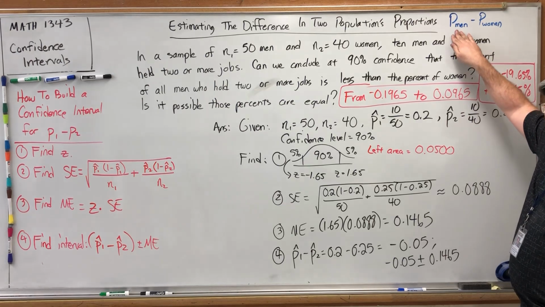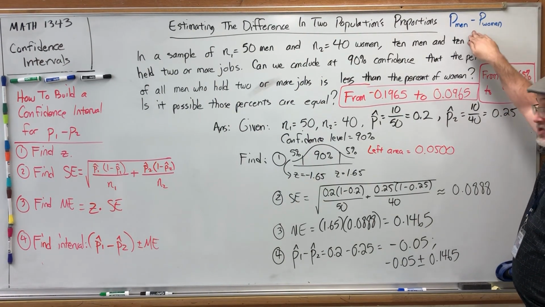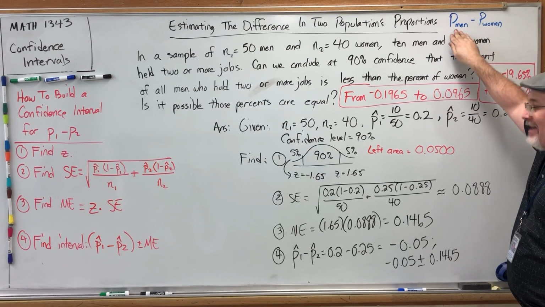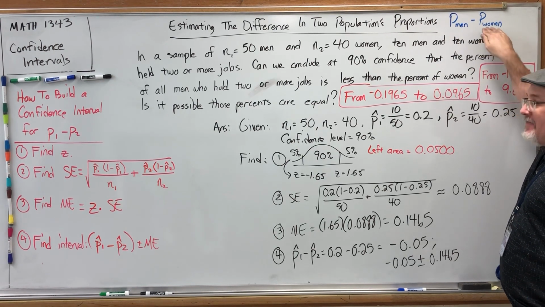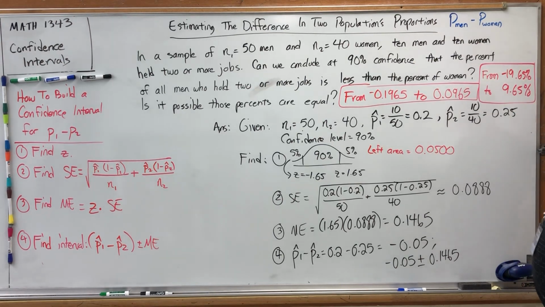If this were less than that, then the answer to the subtraction problem would be negative. Let me say it again. If the percent of men were actually less than the percent of women, then the answer to this subtraction problem would be negative. We state with 90% confidence that the answer to the subtraction problem is in this interval. If the answer to the subtraction problem is in this interval, must it be negative? No. This interval contains both negative and positive values.